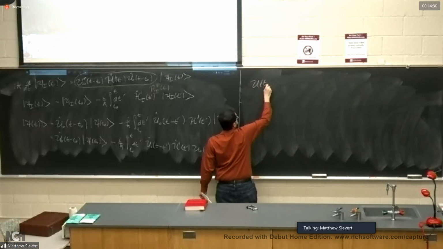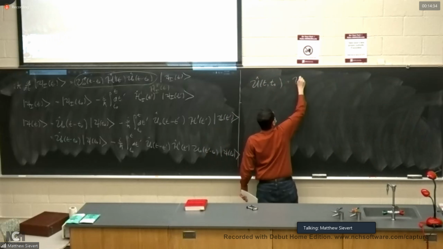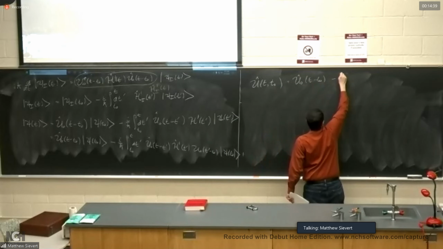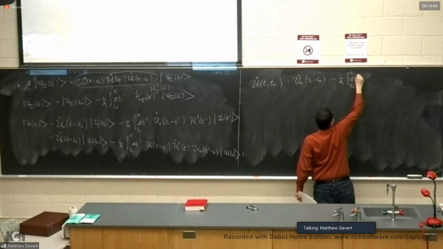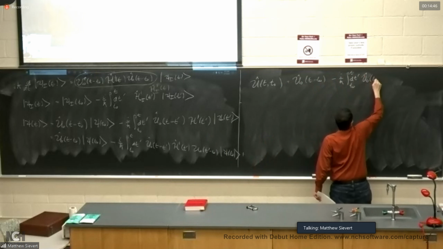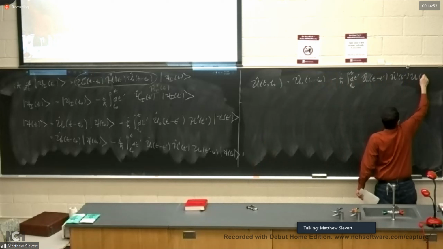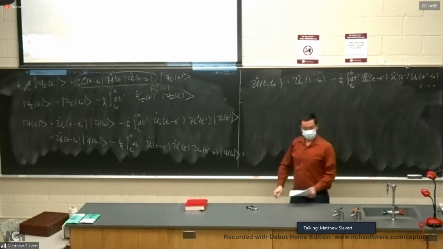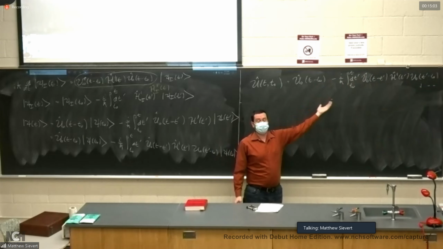Dressed propagator U of t, which came from an initial condition at t naught, is bare propagator t minus t naught, minus i over h bar, integral dt prime from t naught to t, bare propagation to t from t prime, perturbation at time t prime, bare propagation to t prime from the initial condition at t naught, plus higher order corrections. So this is the expression to first order in perturbation theory, and that's the extent that we're going to work with today.